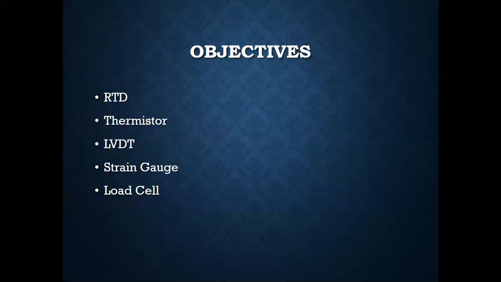Then we discussed LVDT. LVDT is used to measure displacement. Strain gauge is used to measure force. If you are applying a force, definitely the metal length is changing. If length is changing, proportionally resistance will change. Load cell is used to find out huge load, to convert huge load into an electrical signal.